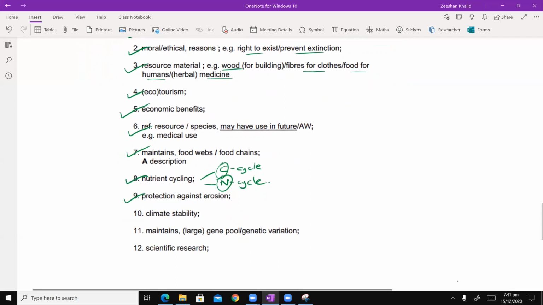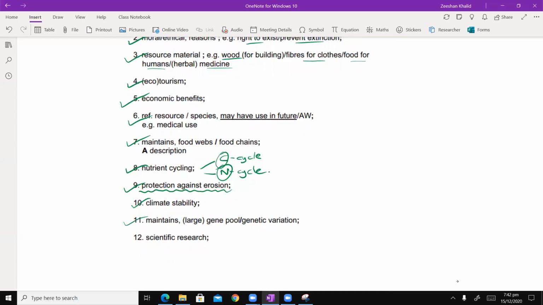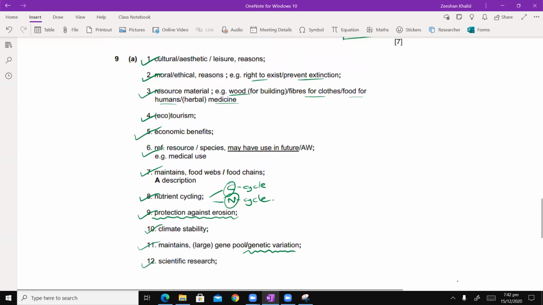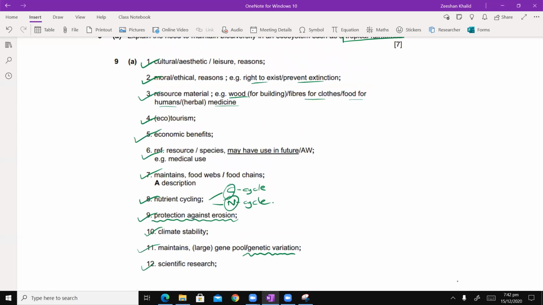Protection against erosion, climate stability. What does protection against erosion mean? If we keep uprooting all the trees, then soil erosion happens. I hope you know this phenomenon. I mean, you've done this in geography, right? Maintains gene population, genetic variation. This is very important. If there is no diversity, then from the lens of genes, the gene pool will get less diverse. And it is also important for scientific research. With all the sampling methods in biodiversity that we have studied, if there is no variety, what's the point of doing all of the scientific research?